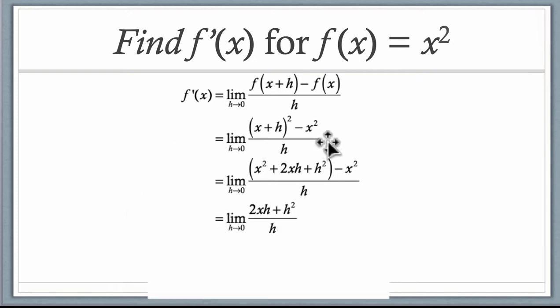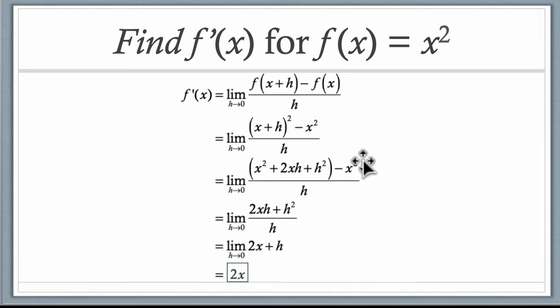Simplifying everything, I cancel out those x squareds. I'm left with 2xh plus h squared over h. We notice that there's an h in every term, so the h's are going to cancel. I'm left with the limit as h is approaching 0 of 2x plus h, and that's going to give me 2x. Now remember that this means that at any point on the curve, the slope of x squared is equal to 2x. What this further means is that the instantaneous rate of change of x squared at any point is also given by 2x.